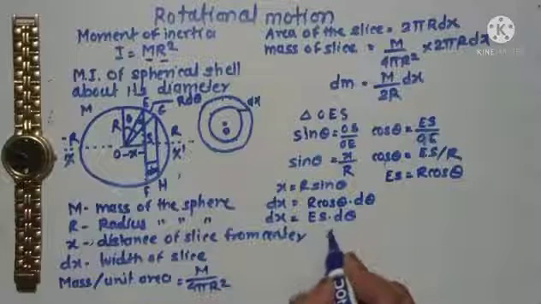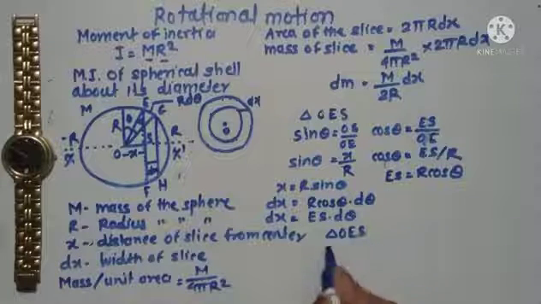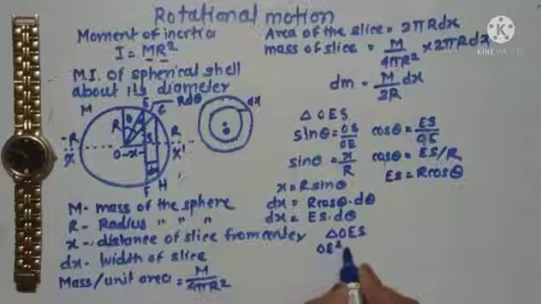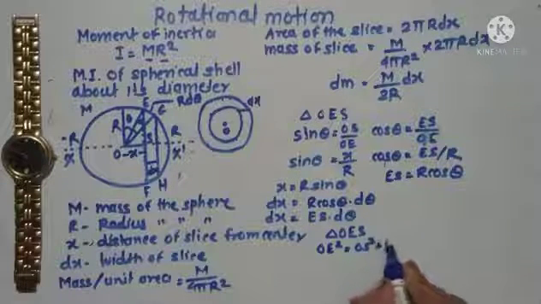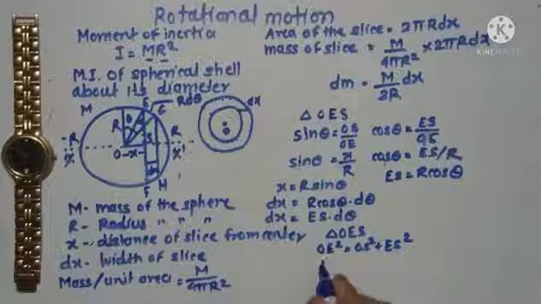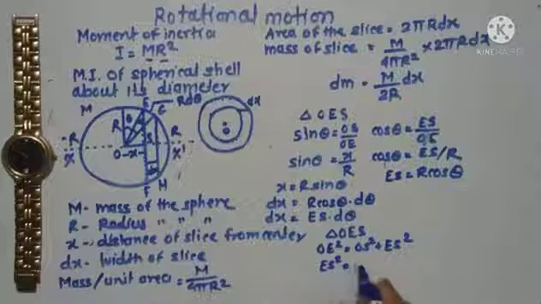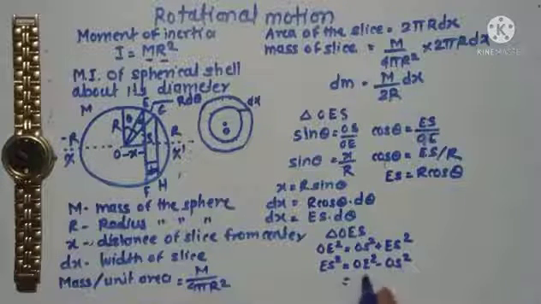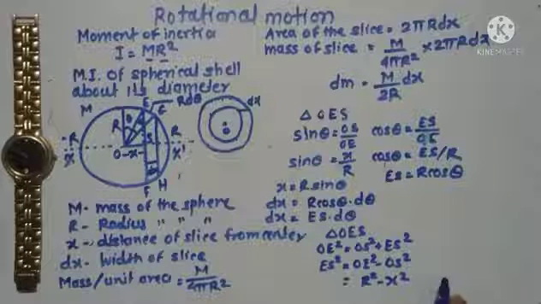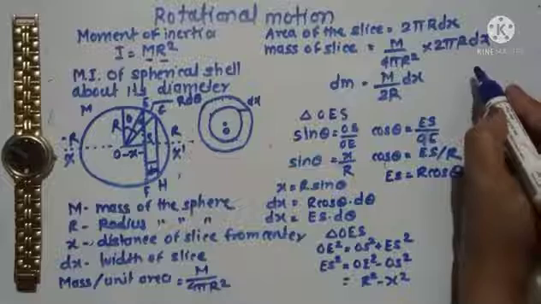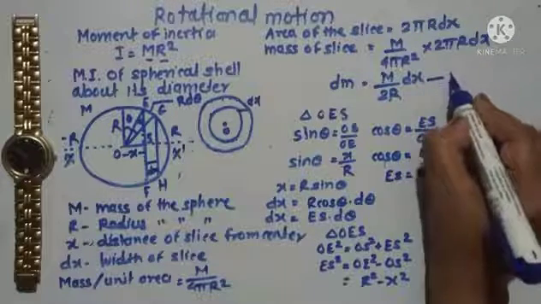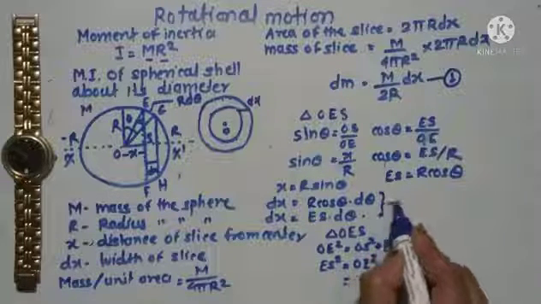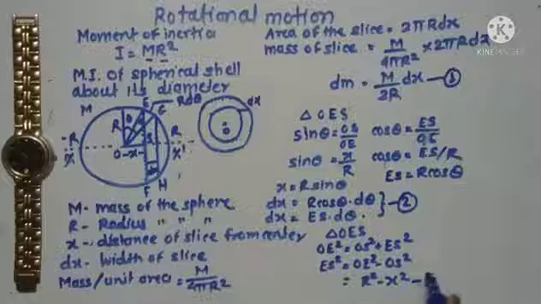Also in the same triangle OES, by using the Pythagoras theorem we can write OE square is equal to OS square plus ES square. So ES square is equal to OE square minus OS square, which is equal to r square minus x square. Now let me call this equation 1, this equation 2, and this equation 3.